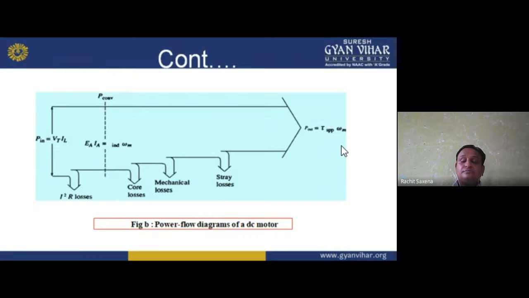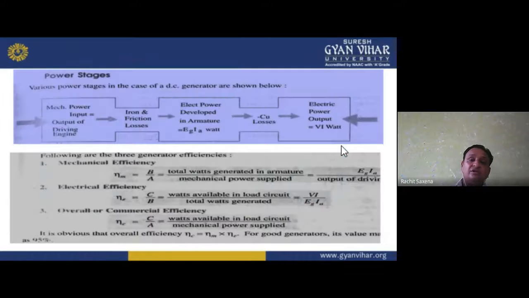Okay, now moving forward, these are the power stages, showing how we deal with the efficiency. So various power stages in the case of a generator are shown below. Mechanical input, I am giving; iron and friction losses. We have electrical power developed in the armature, that is Eg into Ia, generated EMF and current. Then we have the copper losses. Then we have the electrical power output.